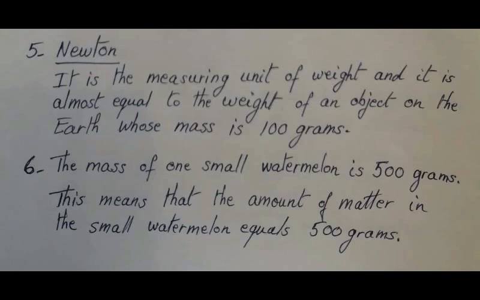Number 6: what is meant by the mass of one small watermelon is 500 grams؟ ما المقصود به أو ما معنى إن كتلة بطيخة صغيرة تساوي 500 جرام؟ This means هذا يعني that the amount of matter in the small watermelon equals 500 grams. هذا يعني إن مقدار المادة الموجودة في البطيخة الصغيرة تساوي 500 جرام، يعني half كيلوغرام. عشان بس نفتكر إن 500 جرام تساوي half كيلوغرام.